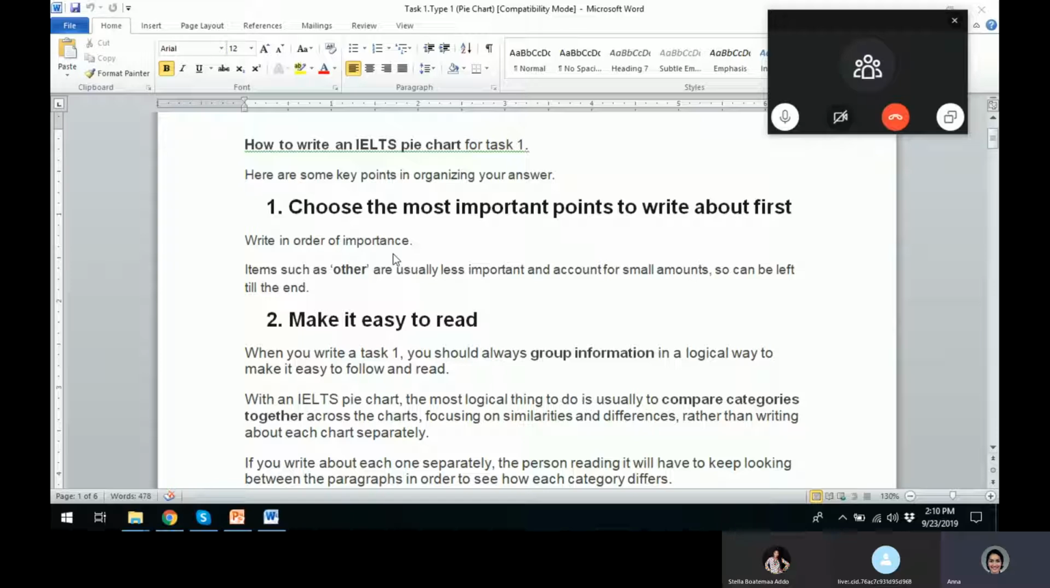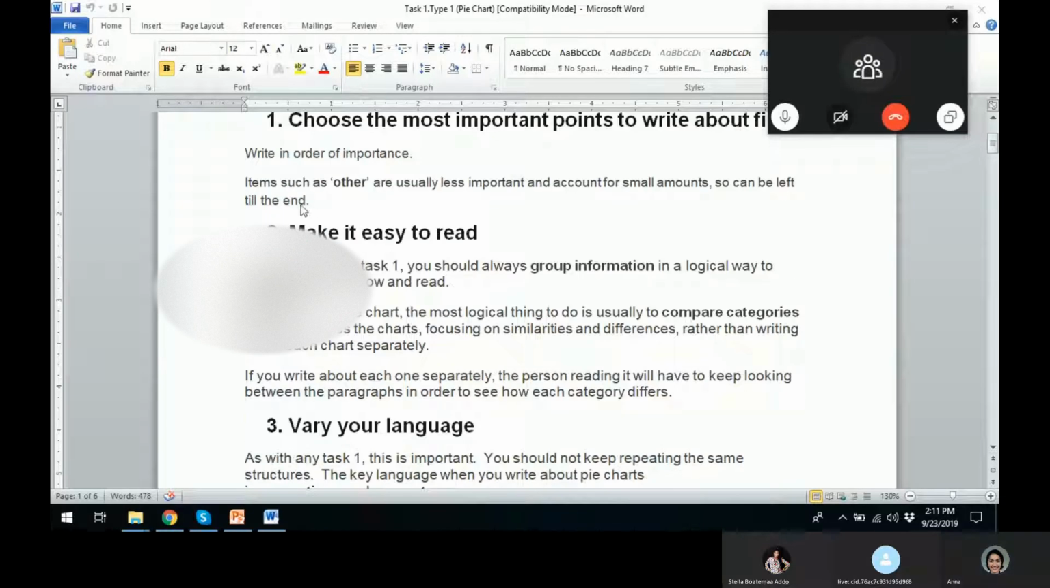In task one, you usually place the overview right after the paraphrase of the task. Okay, that is where you write the main trends or the main points of the picture. Number two, make it easy to read. If it's difficult for the examiner to understand what you're trying to say, most likely you're not going to get a good score. Band 7, that's what we're aiming for. Band 7 is easy to understand. Okay?